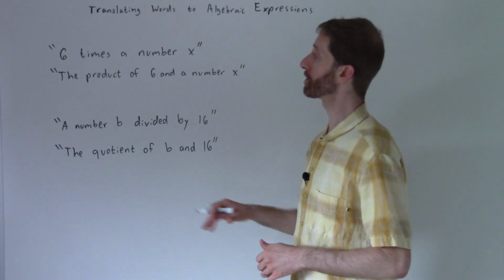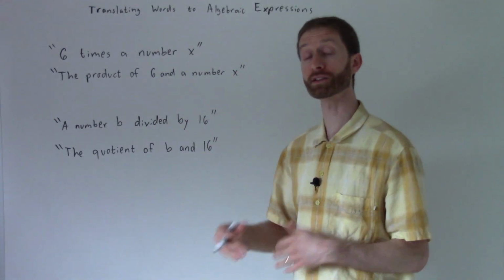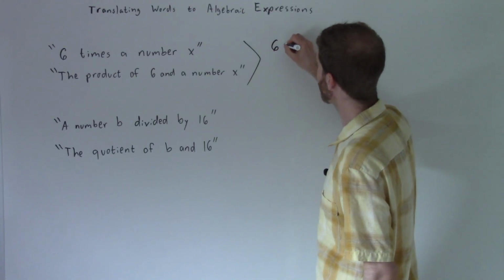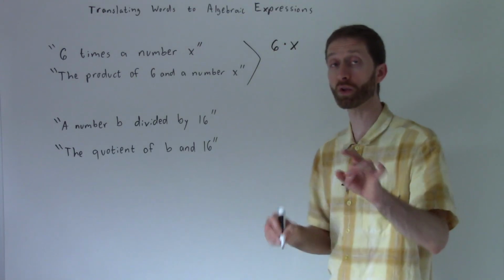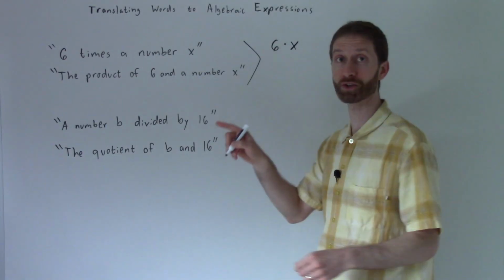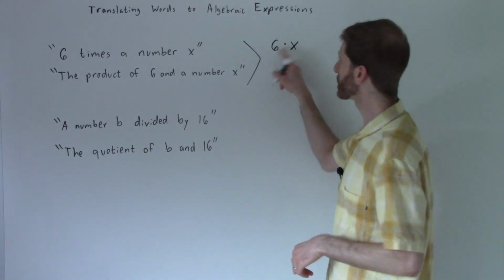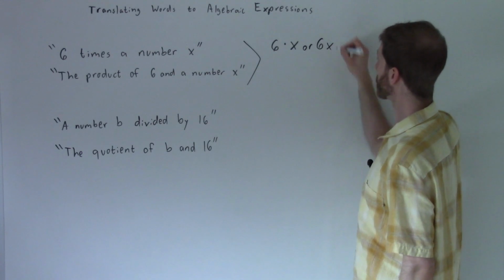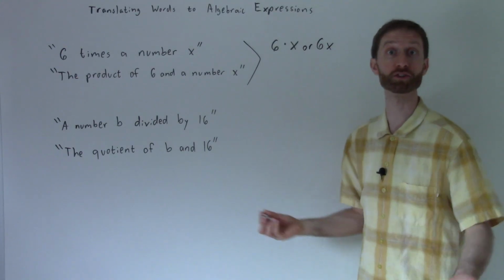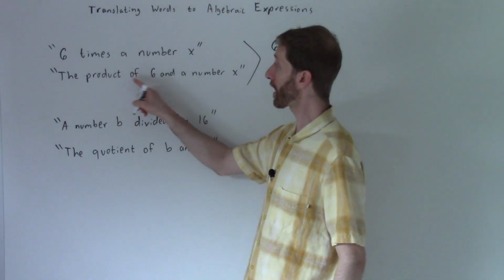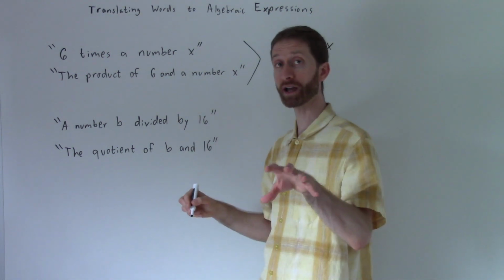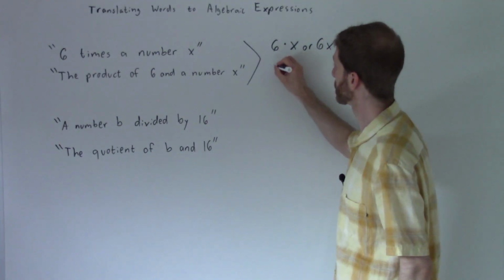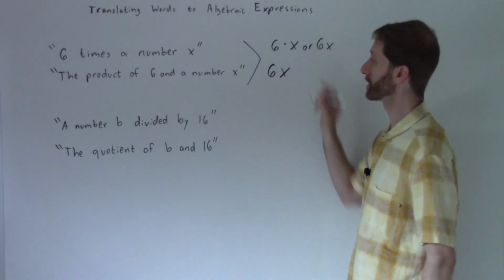Now continuing on by translating some expressions that involve multiplication and division. In this piece right here, we've got 6 times a number X. How do we write that out? Well, we can write that out as 6 times with a dot for multiplication. We no longer use the X because if we do, it looks like you're doing 6xx. Or you could write it as 6 with an X right next to the 6. That also means multiplication. This says the product of 6 and a number X. Product is another way of communicating multiply. So multiply 6 and X. Again, we could write the same expression, either or.